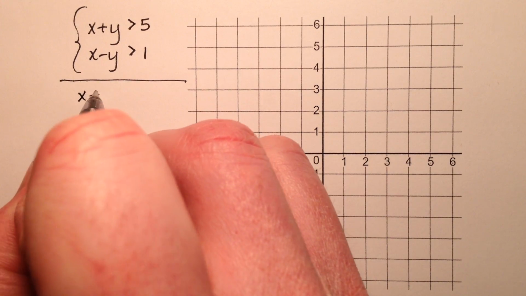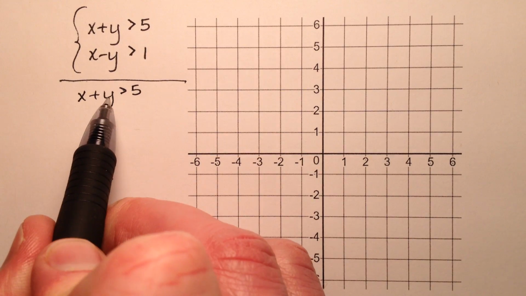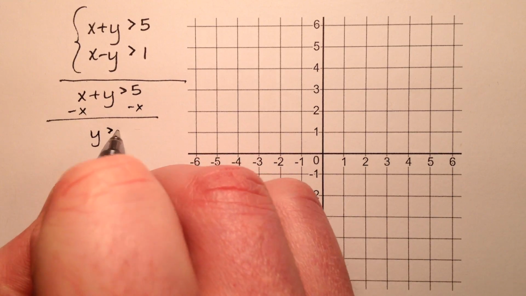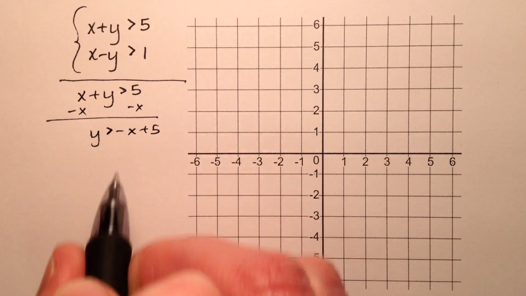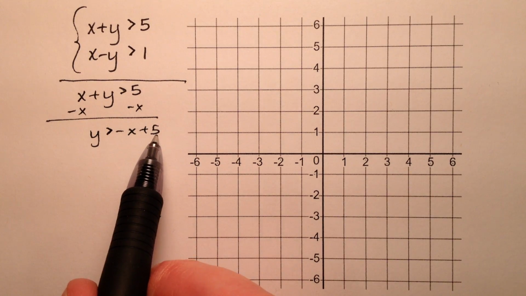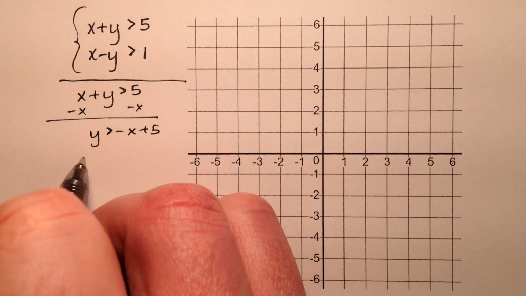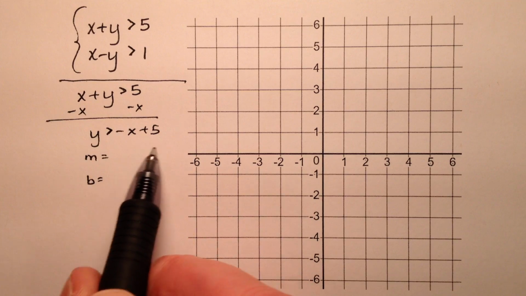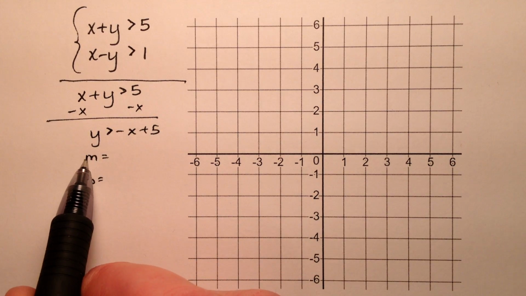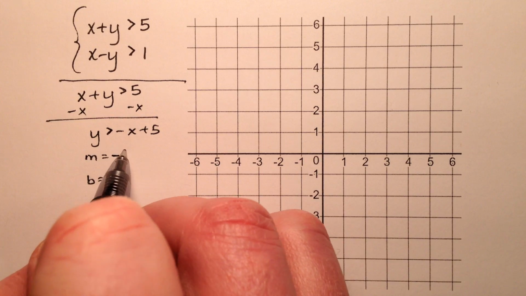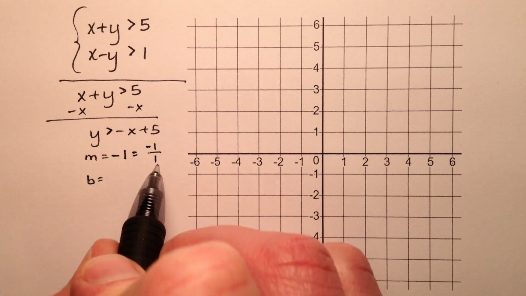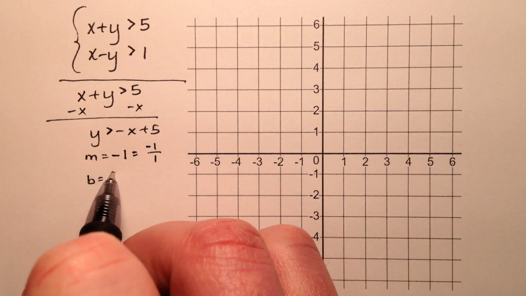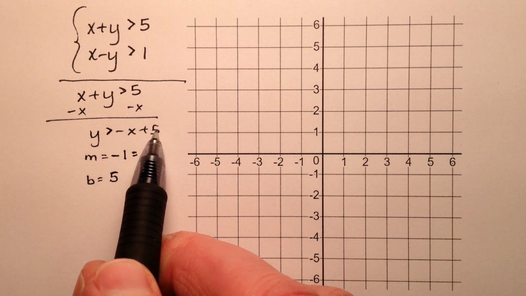Okay, so the first one is x plus y is greater than 5. To solve for y, I'm going to subtract x from both sides. So y is greater than negative x plus 5. Now to effectively graph this, I need 4 pieces of information, and the first two will be the slope and the y-intercept. Since we are in slope-intercept form, my slope is the coefficient of my x, so it's negative 1, or negative 1 over 1 in terms of rise over run. And b is my y-intercept, so that's 5.